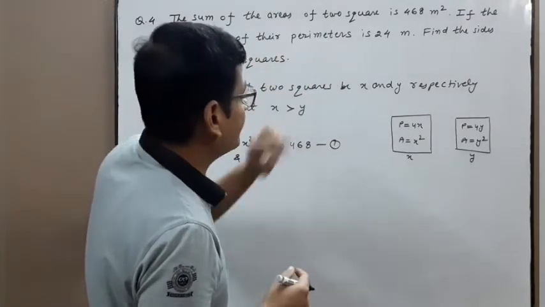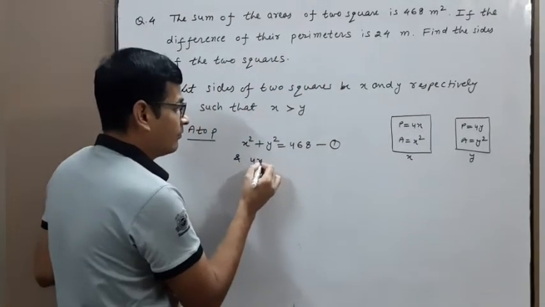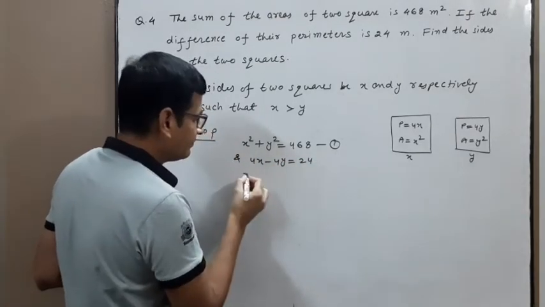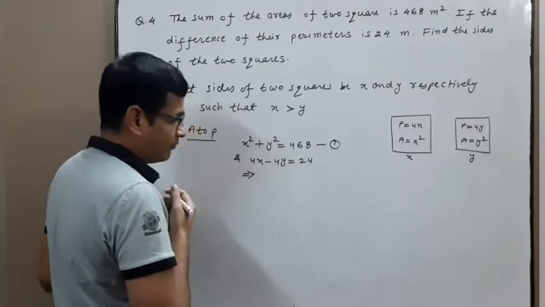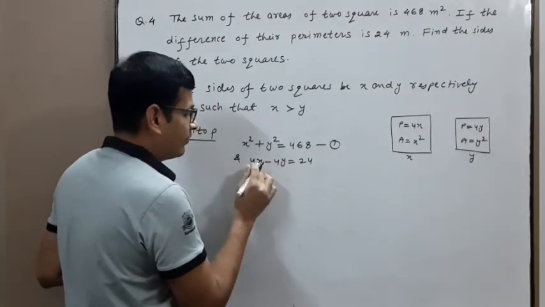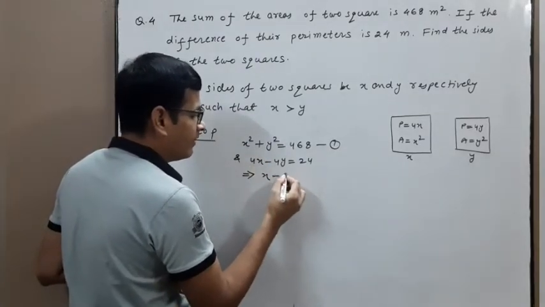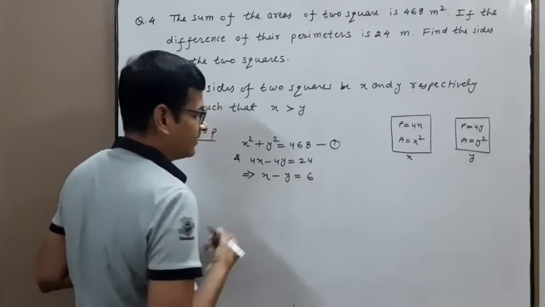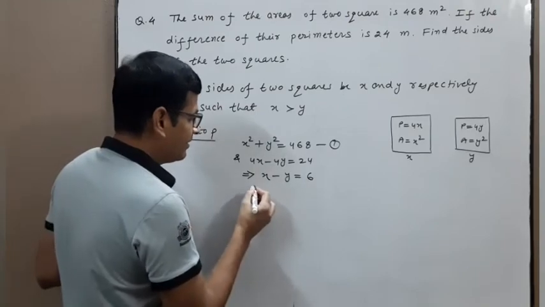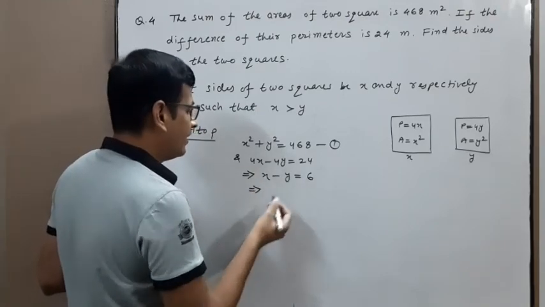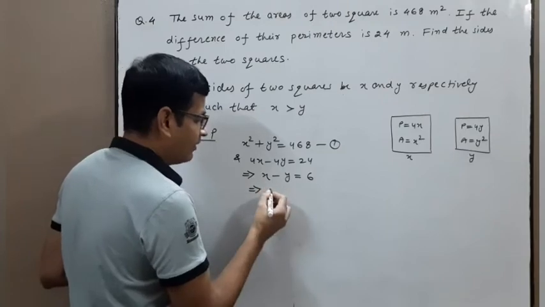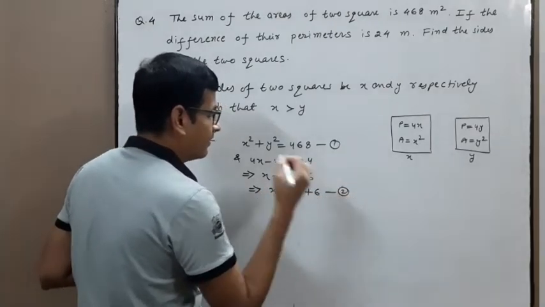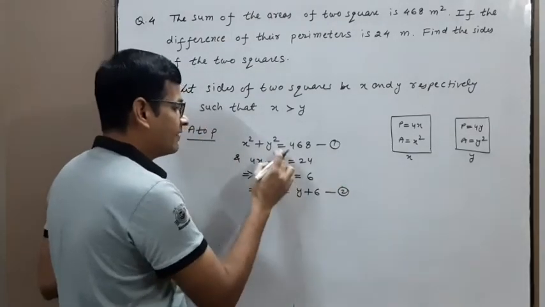And the difference of their perimeters is 24. So 4x minus 4y equals 24. Dividing throughout by 4, we get x minus y equal to 24 upon 4, which is 6. From this equation, find the value of any of the variables. So find the value of x: x equals y plus 6. Now substitute the value of x in equation 1.